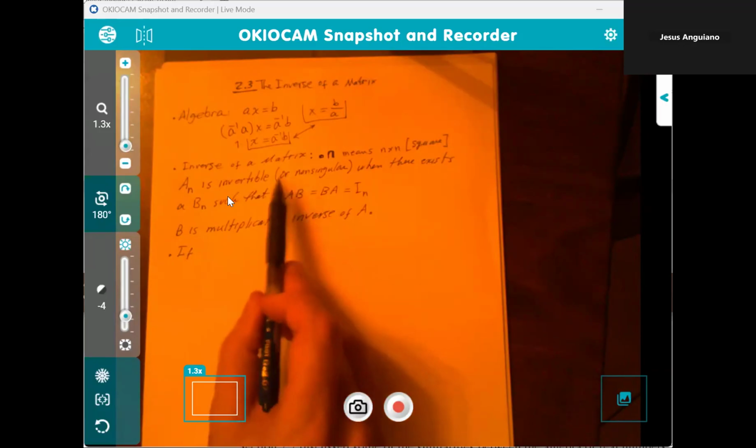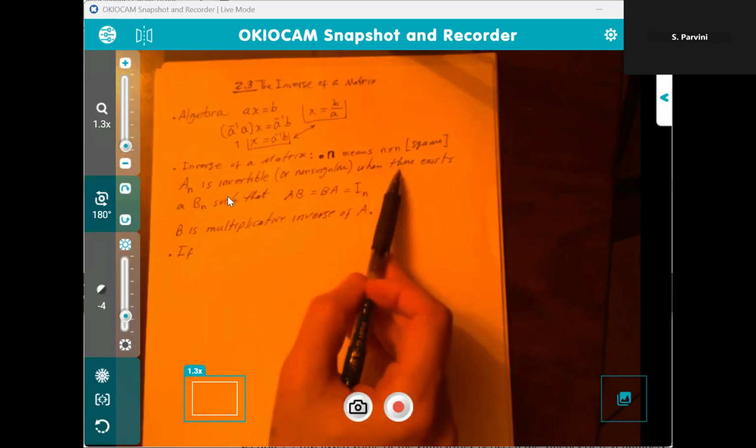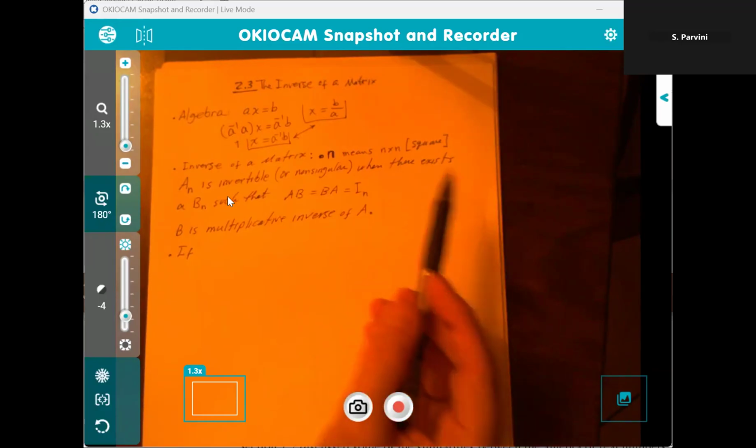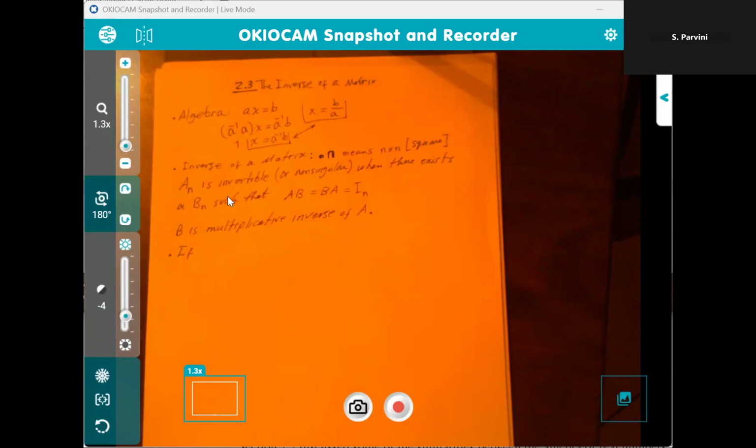After the parentheses it says "when there exists." Is that a "there"? Yeah. And cursive? "When there exists." Okay, that's cursive. Yes, right. Sounds good. Thanks for asking. No problem. Please, thank you for asking.